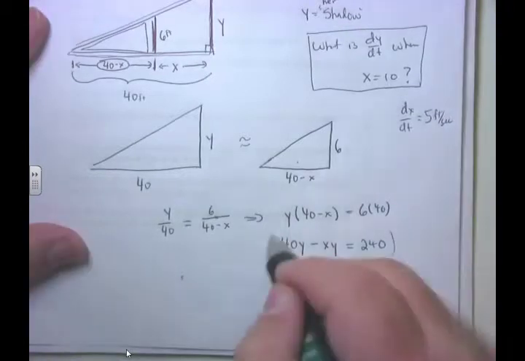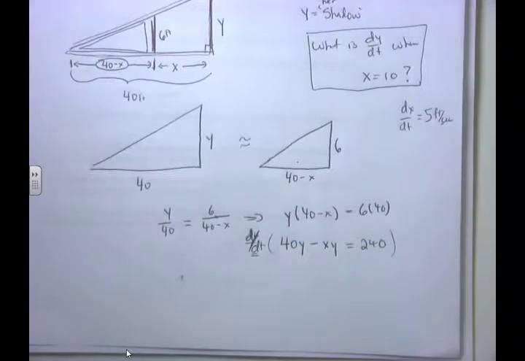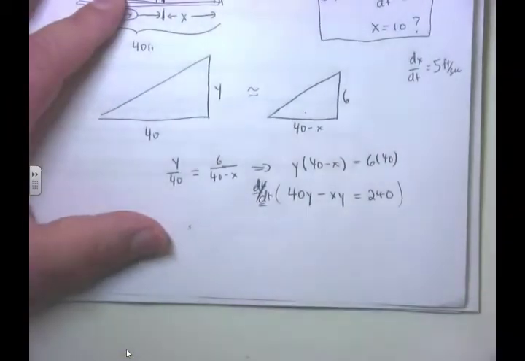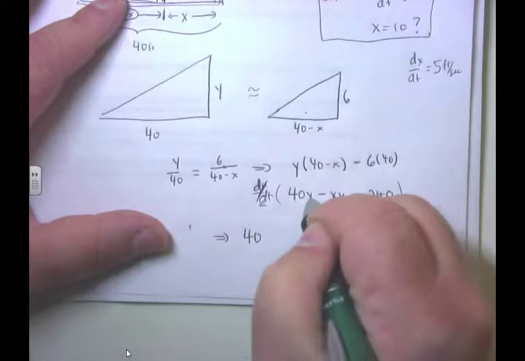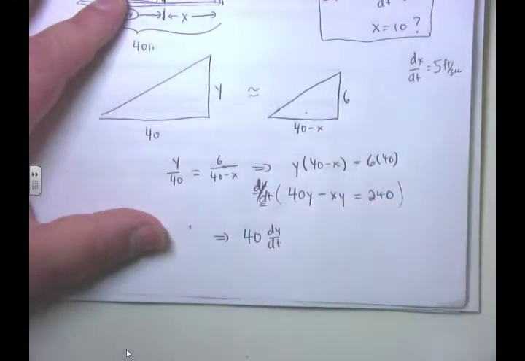There's my equation, and what I'm going to do here is take the derivative with respect to t of this equation. What is the derivative of 40y with respect to t? 40 is a constant. Leave it alone. This is going to give you 40. What's the derivative of y with respect to t? dy/dt, the dude we're trying to find.